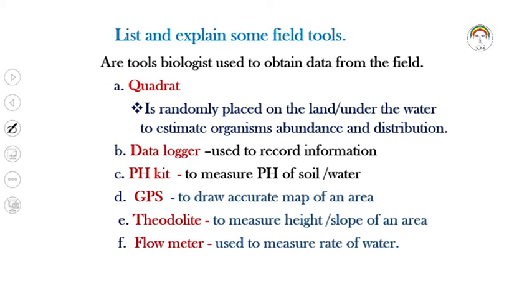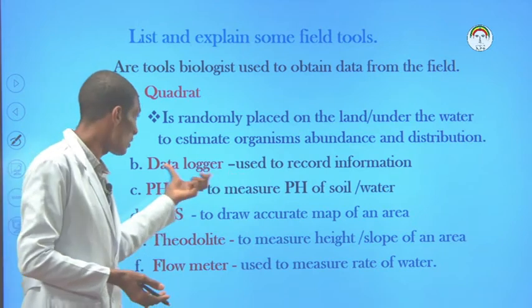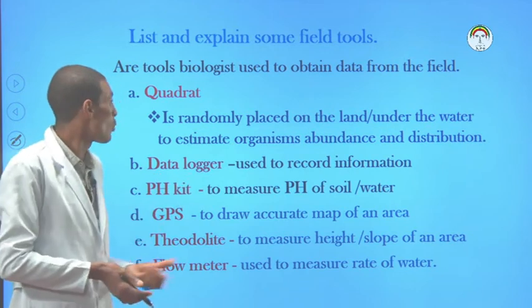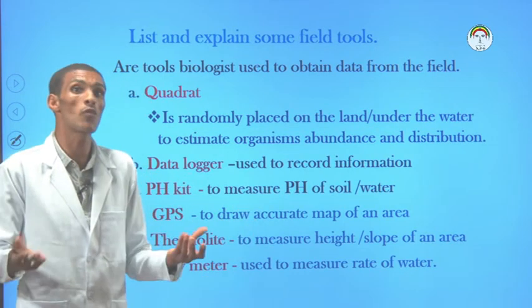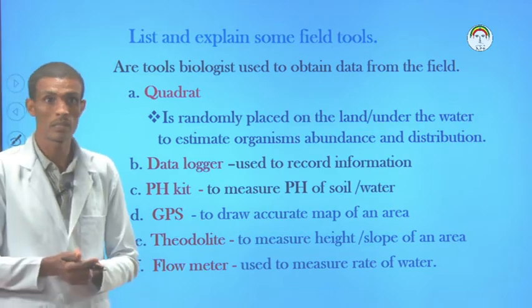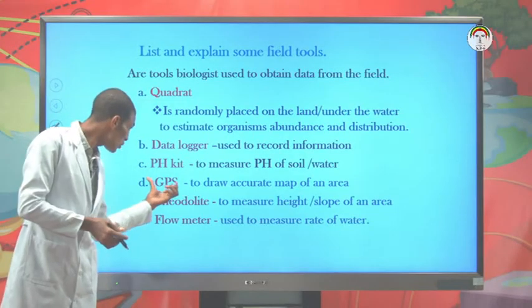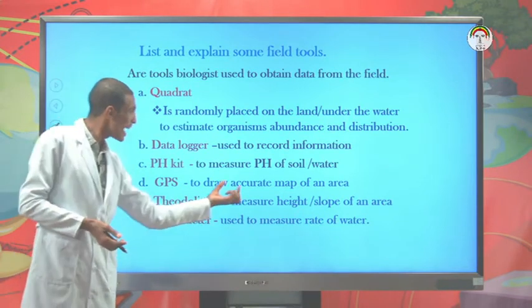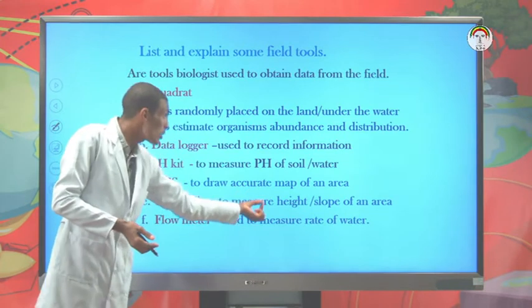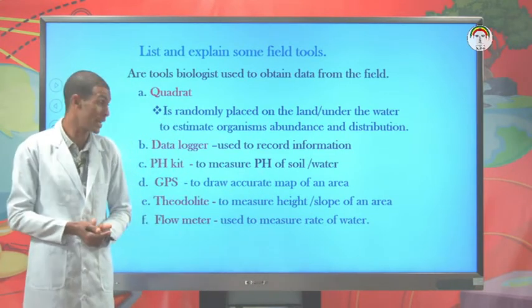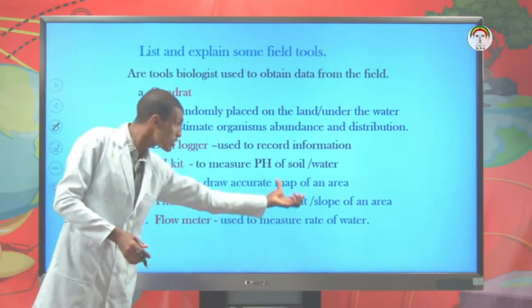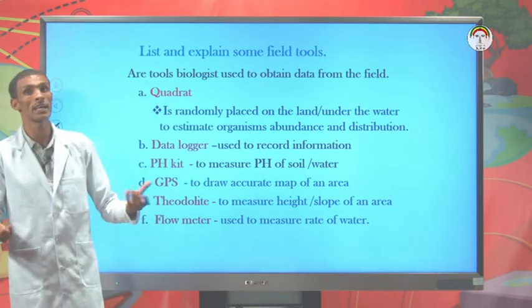The data logger is very important in recording data. Data can be collected in a recording manner. The pH kit is very important in measuring the pH of an area from where we are going to take data. The global positioning system, abbreviated GPS, is used to take an exact or accurate map of an area from where we are going to take data. The theodolite is used to measure the height or slope of an area that we are going to take data from.